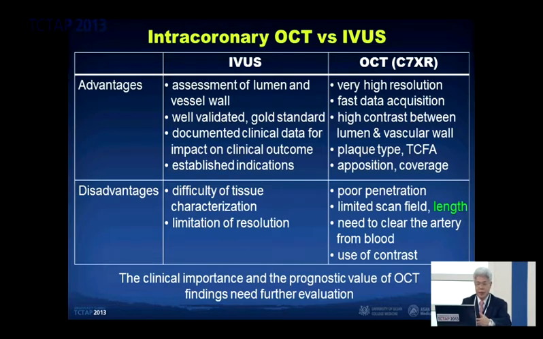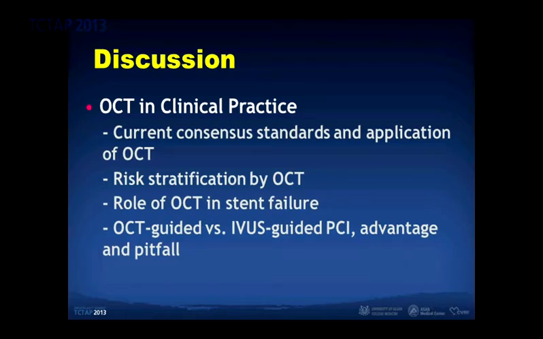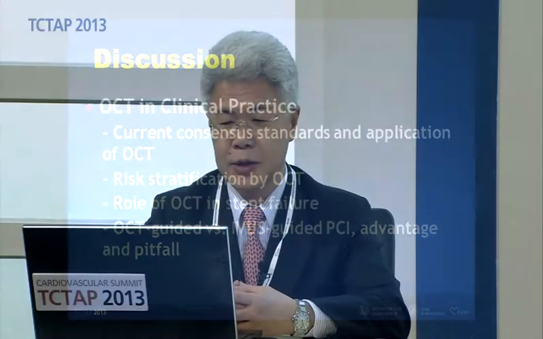So we have the pilot study data, but we do not have enough data from randomized prospective large-scale studies. So today I would like to ask the specialists about the current consensus standards and application of OCT and risk stratification by OCT, especially during PCI or after PCI, or the role of OCT in stent failure. Or how about OCT guided PCI compared with IVUS guided PCI? There are, I think, several advantages and pitfalls.